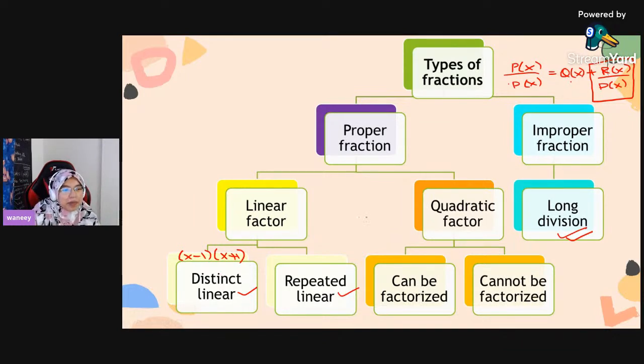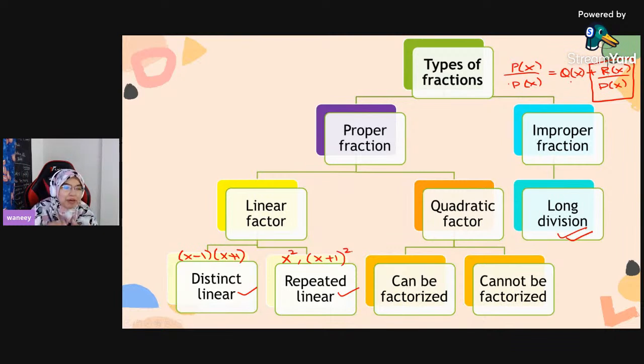Repeated linear might be something like x squared, so we do repeat x multiplied with x. Or perhaps something like (x plus 1) squared, so we do repeat x plus 1, x plus 1, and they become a square. In fact, we can have (x plus 1) cubed or x cubed as well, depending on the question. So we might repeat up until cube.